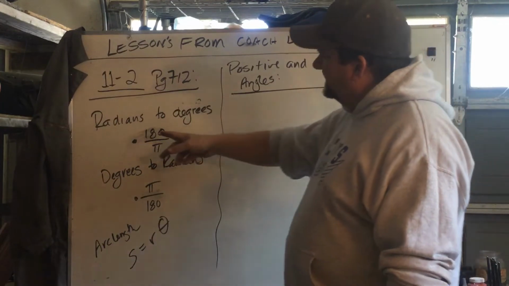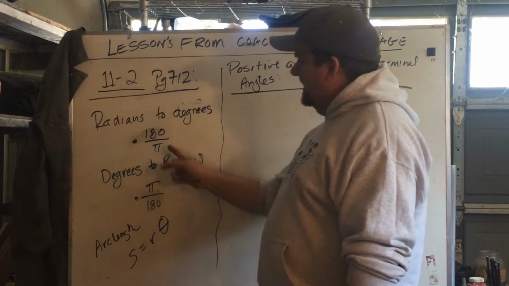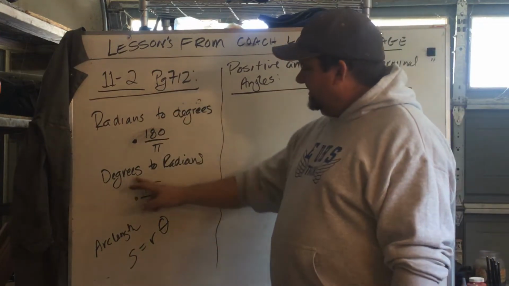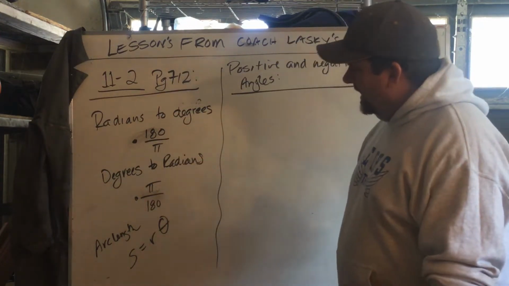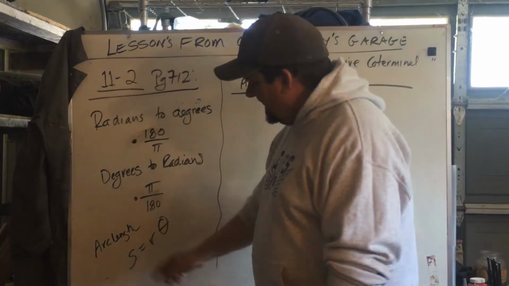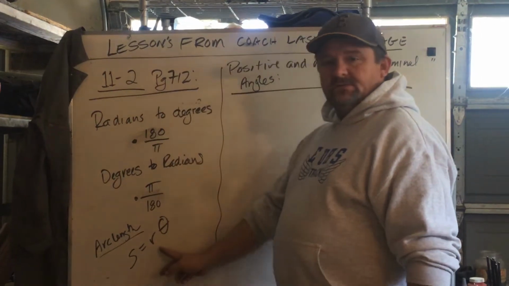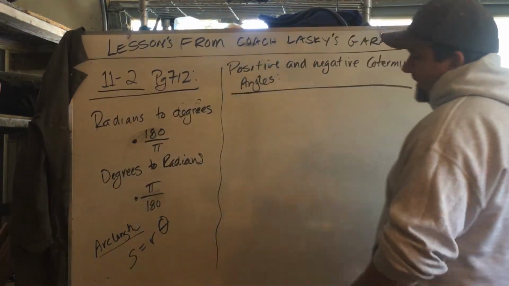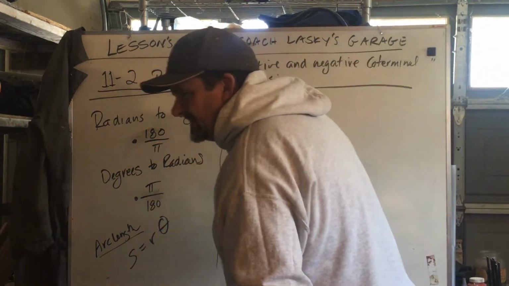So 712, don't forget from radians to degrees, you multiply by 180 over pi, and if it's from degrees to radians, you're going to multiply by pi over 180. And our arc length is equal to the radius times theta. I'll show you that here in a second.